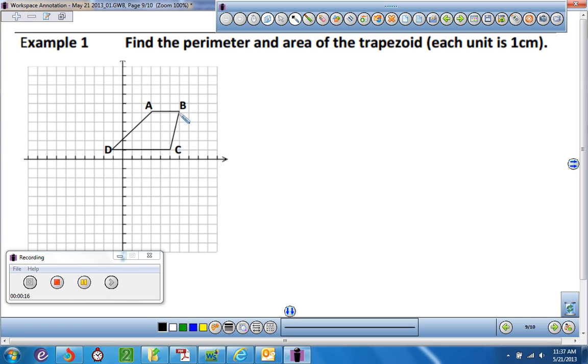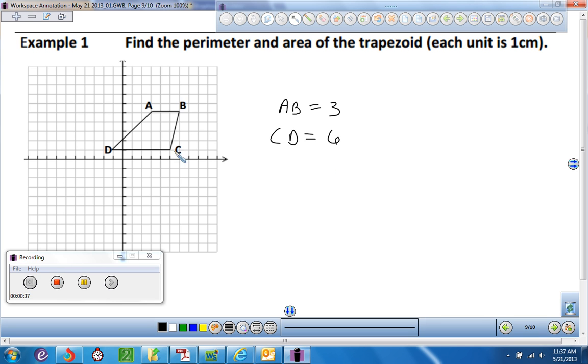Now, from A to B, it's just 1, 2, 3. So A to B is length of 3. Now C to D, we can just count again. So that's 1, 2, 3, 4, 5, 6. Alright, so C to D is 6.